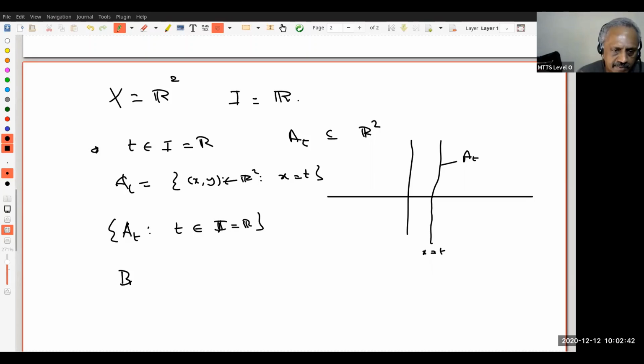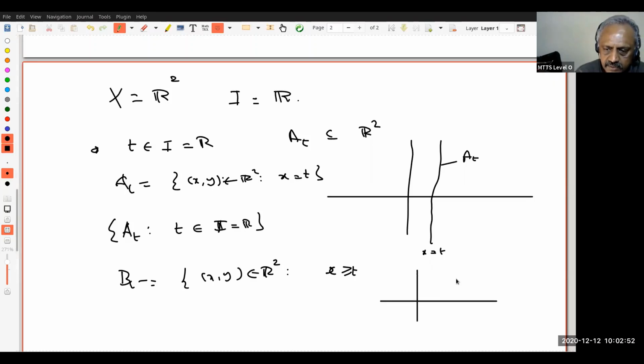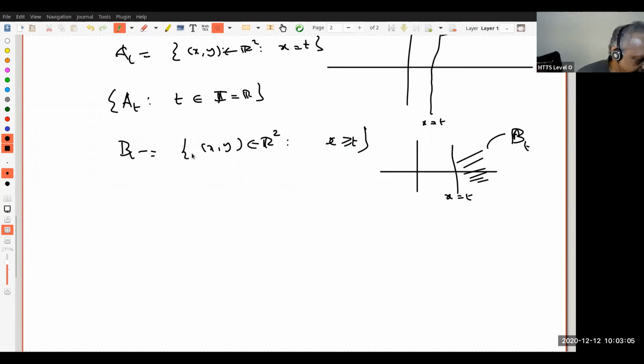I can also define B_t, which is equal to the set of all (x, y) in R^2 so that x is greater than or equal to t. In that case, this is my x equal to t, and this is my B_t. So we have an indexed family, right? Now, what do I want to do? I want to define the union of the indexed family, the union of the elements in the indexed family.